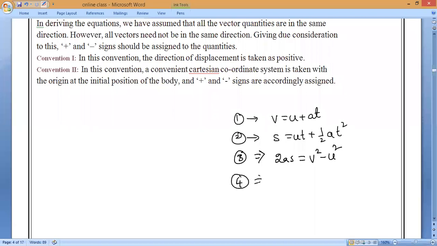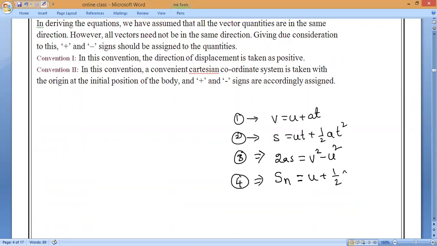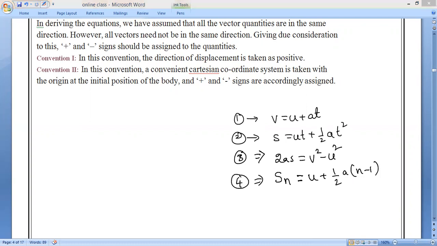And what about the fourth one? Anyone? Fourth one, please. Sn is equal to u... What do you mean by Sn? Sn means the distance at the nth second. Understanding? So Sn is equal to, what is it? Tell me the formula. u plus a by 2... Yes, u plus 1 by 2 into a into (n minus 1). Is it yes or no, guys? Sir, sorry, 2n minus 1, sir. 2n minus 1, that is the formula. So this is what we call the equations of motion.